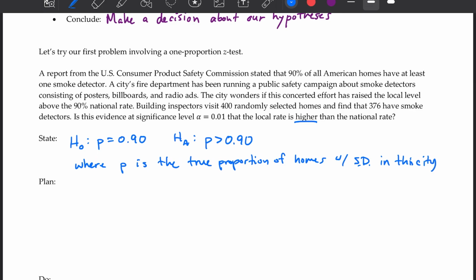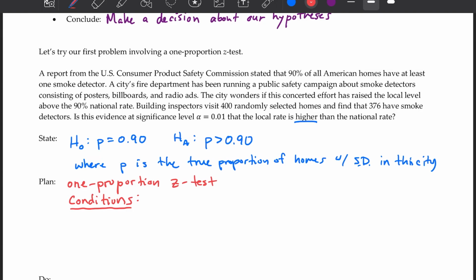Okay, so let's go ahead and continue onward here. So we are going to be dealing with a one proportion z-test. So we want to state what we're doing here. Like I said, there's many different tests, and so stating which one you're doing is important. And there are conditions that we need to check before we move forward.